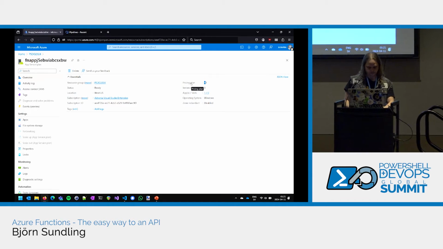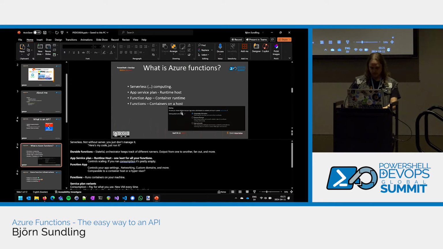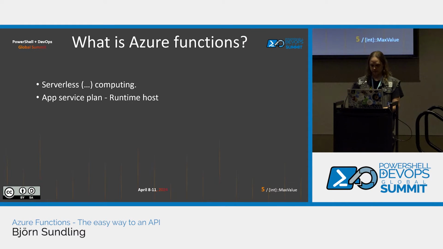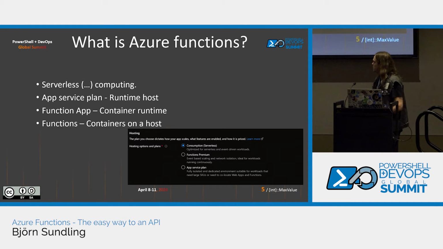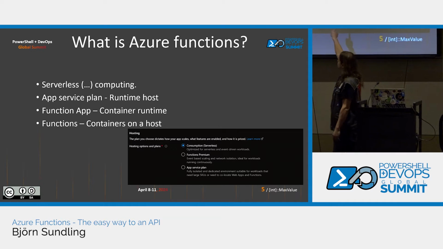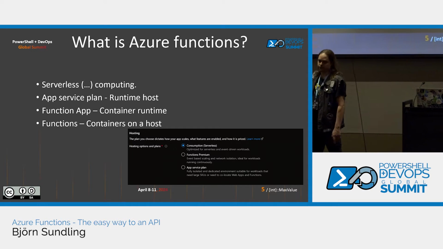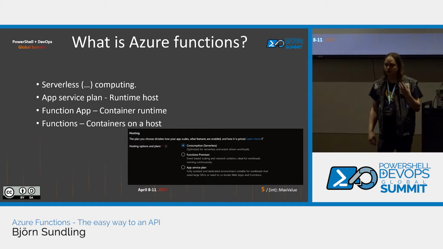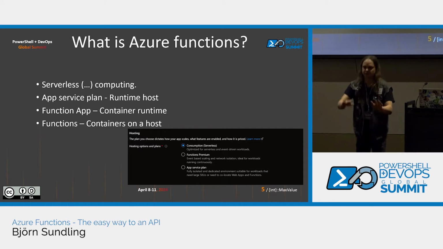So we can just go back to this for 2 seconds. There we go. So when we create this, we're given the option to do a consumption, a function premium, or an app service plan. And basically, this means somewhat different settings for when you create the lowest level, the machine level.